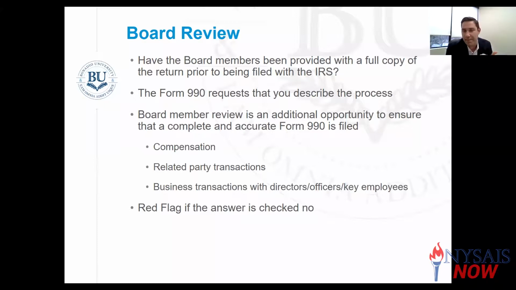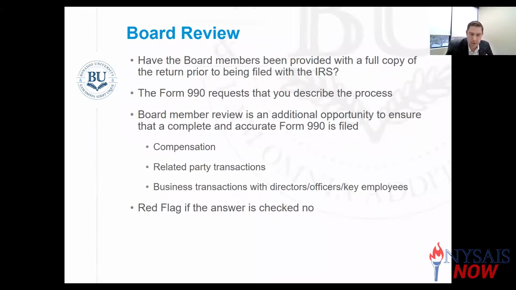it's not complete. Most of my clients have a finance or an audit committee that looks at it in detail, approves it, and then sends it to the board for review. That's a perfectly acceptable process, but you need to make sure that happens, because that's ultimately the board's fiduciary duty to look at that. And you want to make sure that question is accurately answered as yes.